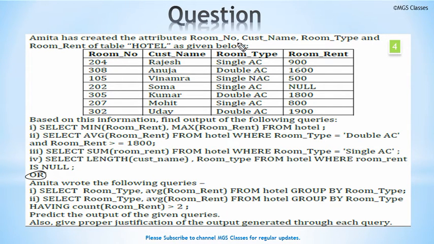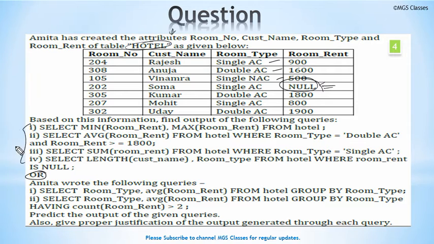Amita has created the attributes room number, customer name, room type and room rent of the table hotel. So there is a table hotel and its attributes, meaning columns, are given like room number, customer name, room type and room rent, and there are three types of rooms: single AC, double AC and single NAC, and there are some room rents mentioned, and one of the rooms doesn't have any room rent. That means its room rent is not available currently. So based on the above information, you need to find out the output of the following query.